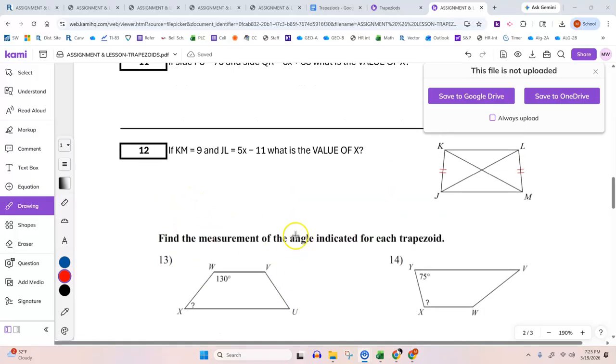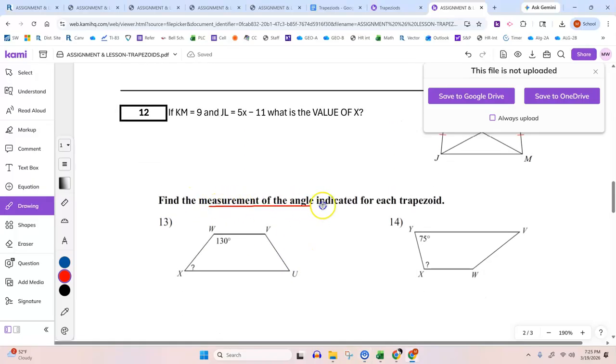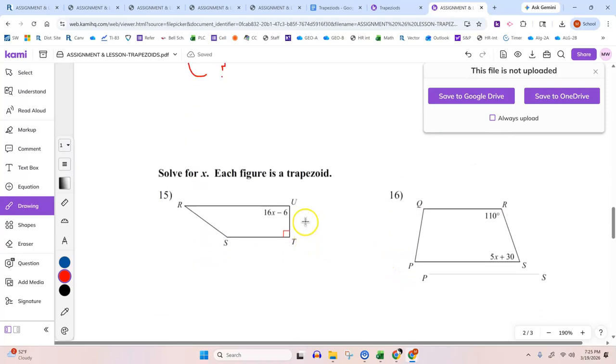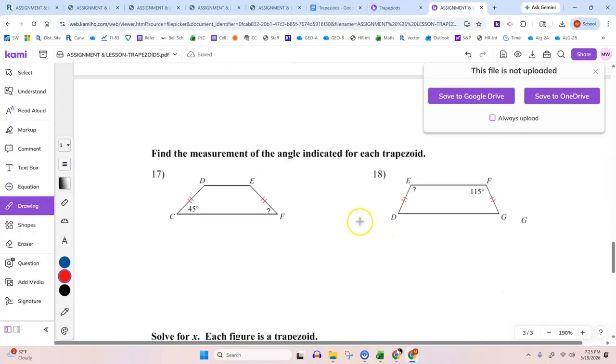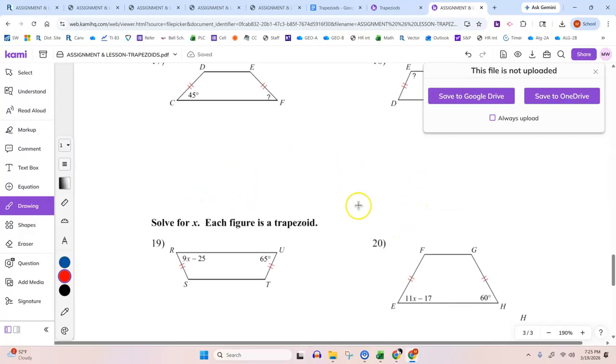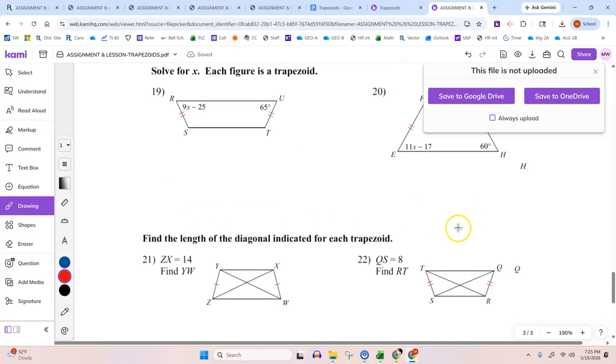They're a little bit different in structure, but when it says find the measurement of the angle, you're looking for the question mark right here, right? You're looking for the question mark. What is that equal to? Same over here. If it asks you to find x, you're doing the same thing, but you're solving for x, okay? And so you're going to have a few more questions. Again, sometimes it's the question mark, sometimes you're solving for x.